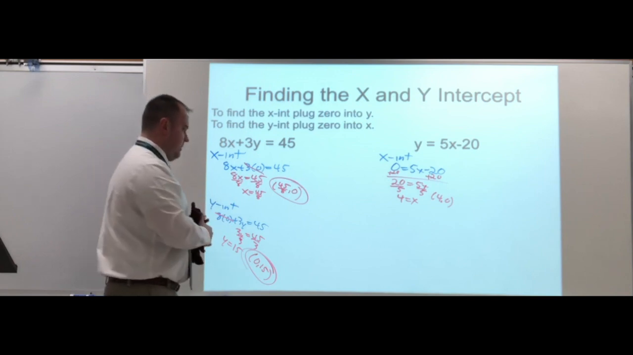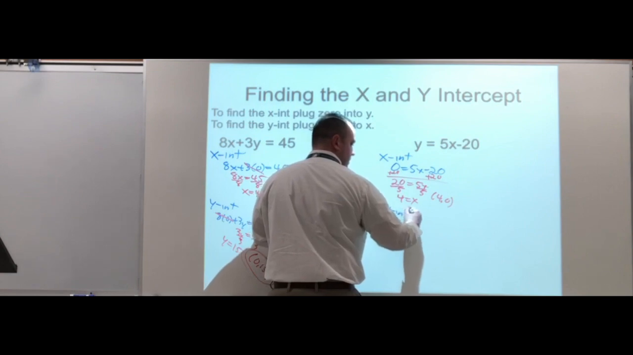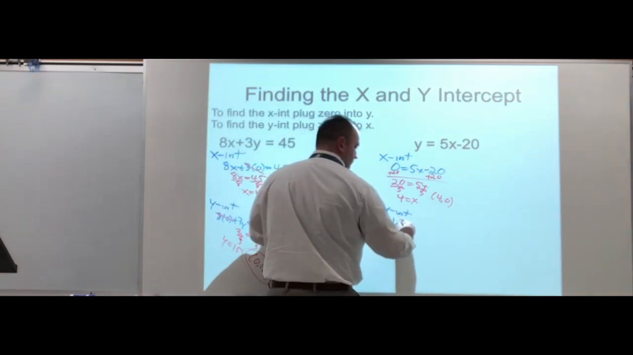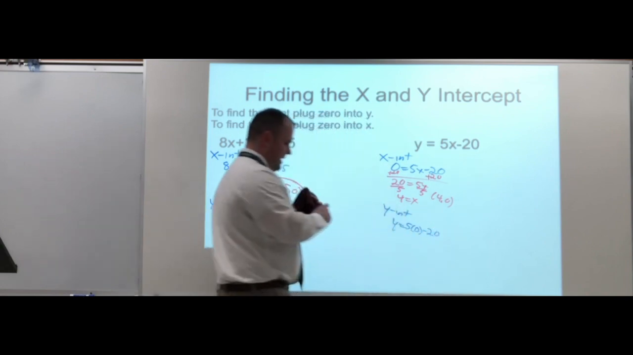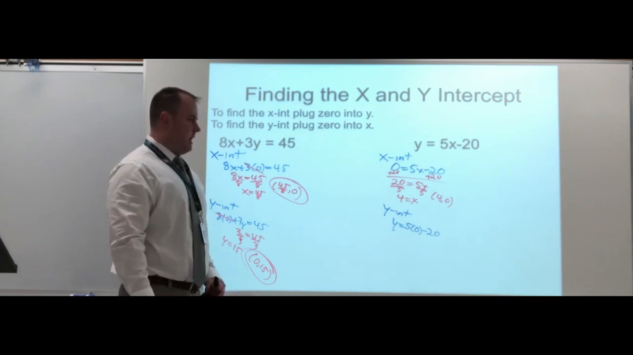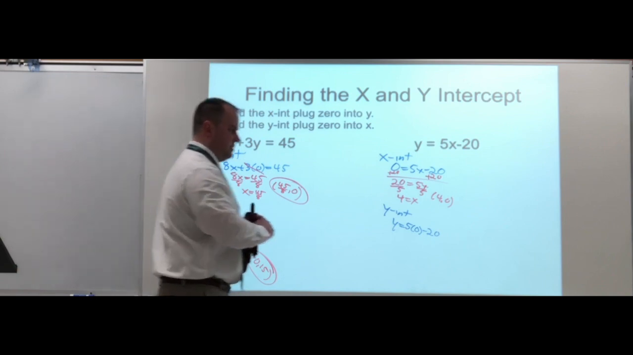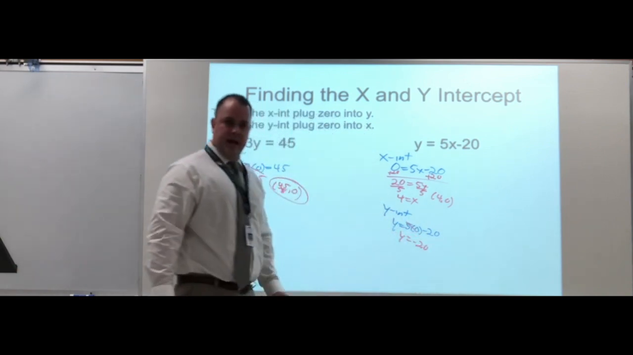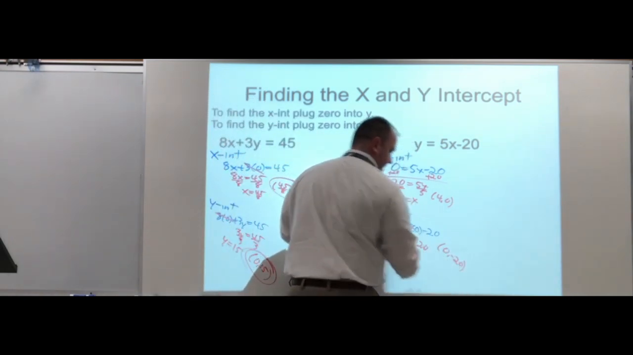For the y-intercept, same work, but this time I'm plugging 0 in for x. Y equals 5 times 0 minus 20. Now really, you should know just from slope-intercept form, negative 20 is going to be our y-intercept. I'm just showing the work to solve it. That 5 cancels out because of the 0, and y equals negative 20. Our y-intercept is 0, negative 20.